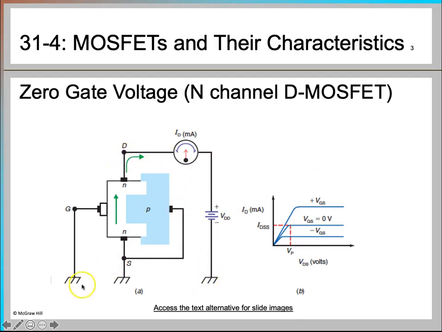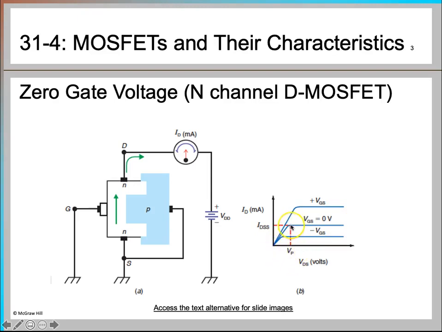In this case, your VGS is basically zero, the gate voltage is zero, and then you are giving the positive supply through the drain. On the right hand side, you see this curve between the drain current and VDS, which is your drain to source voltage. In this curve, when your VGS is equal to zero, at that point you have this VP, where VP is your pinch off voltage.